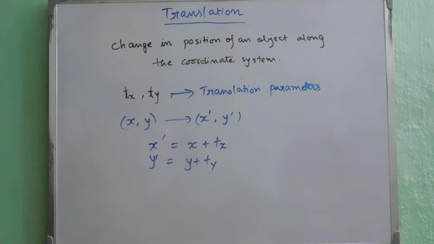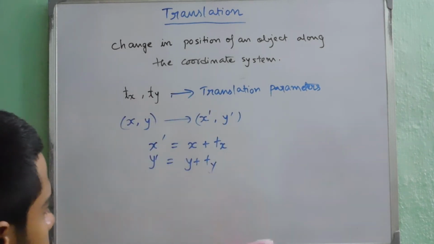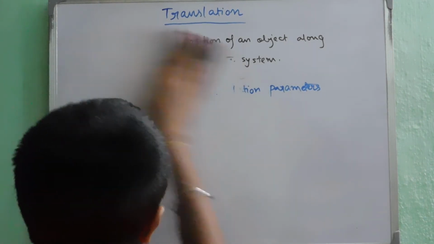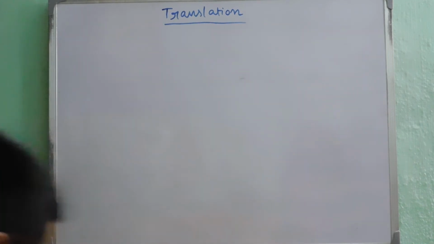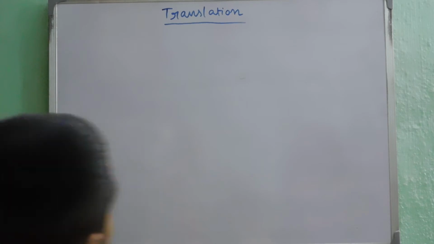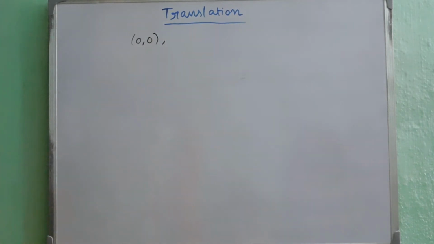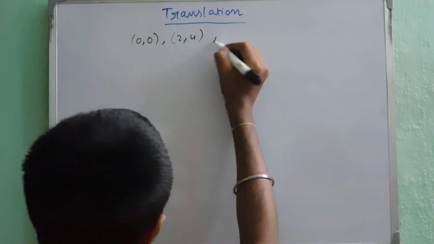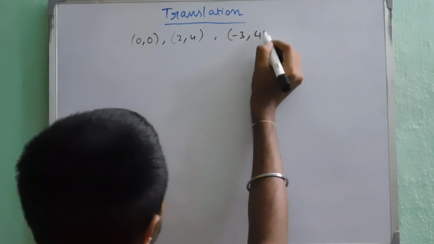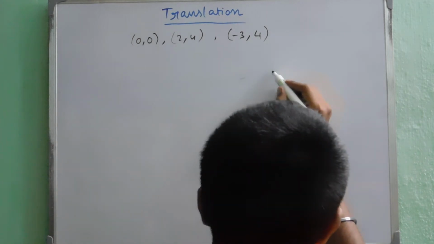Now let's see an example to understand the translation process. In the example we have been given a triangle with coordinates 0, 0, then 2, 4, and finally minus 3, 4. So let's draw this in the coordinate system.